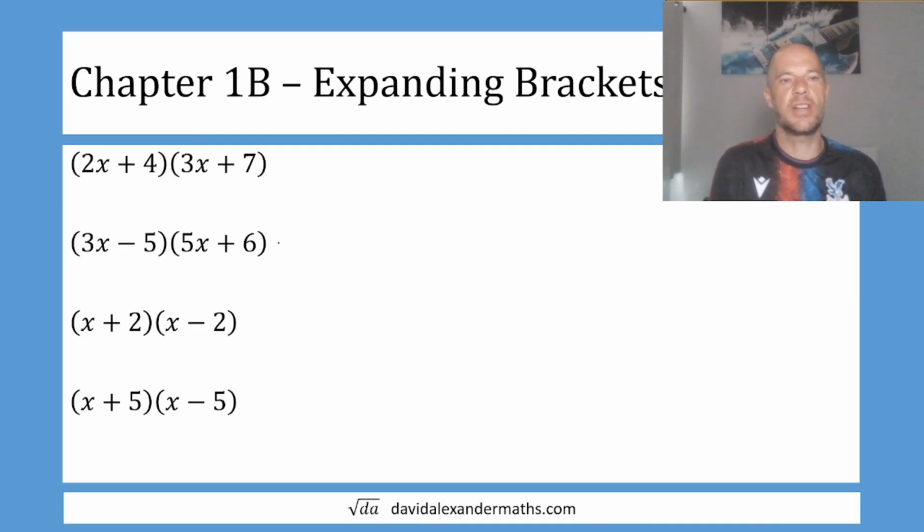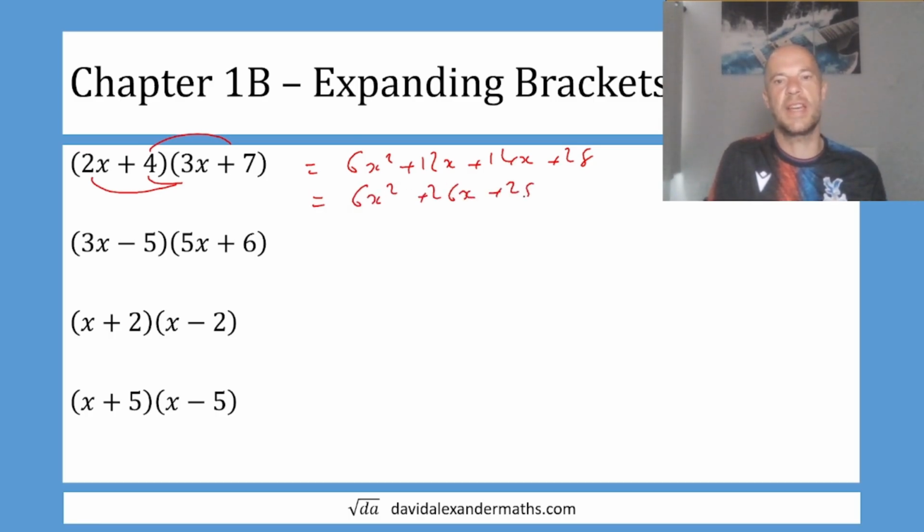Okay, here are some other examples. Slightly harder because we've got a number in front of the x, but we're going to do it in the same order. So 2x times 3x, so that is 6x squared. In the insides, 4 lots of 3x, so that's plus 12x. On the outside, 7 lots of 2x, plus 14x. And 4 multiplied by 7, both positive, plus 28. Tidying it up, 6x squared plus 26x plus 28.